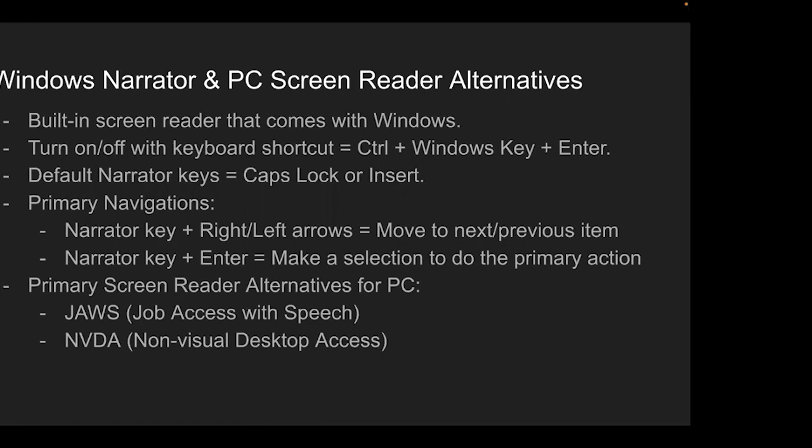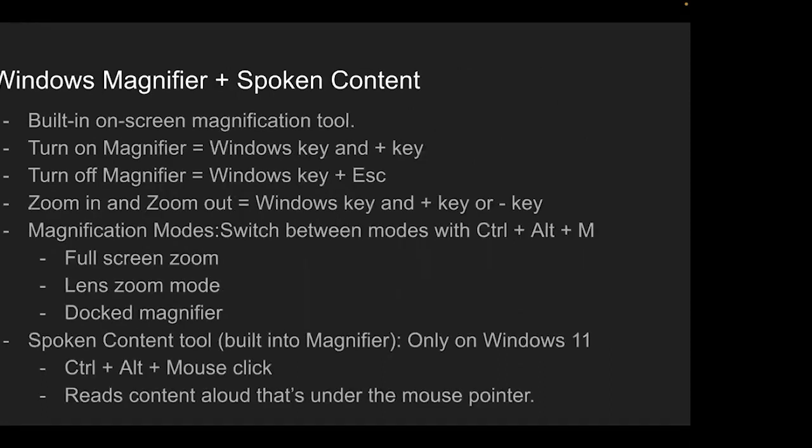Yes, and just a couple other things for Narrator as well. Jeffrey mentioned how to turn it on and off, but similar to how we talked about with Chromebooks, you also have a modifier key for Narrator. Typically this is the Caps Lock or the Insert key, and you use it for primary navigation: the Narrator key plus the right and left arrows. That will allow you to move to the next item or back to the previous item. And if you use the Narrator key plus Enter, you can make a selection on the screen. So those are a couple of navigations that are consistent with Narrator.